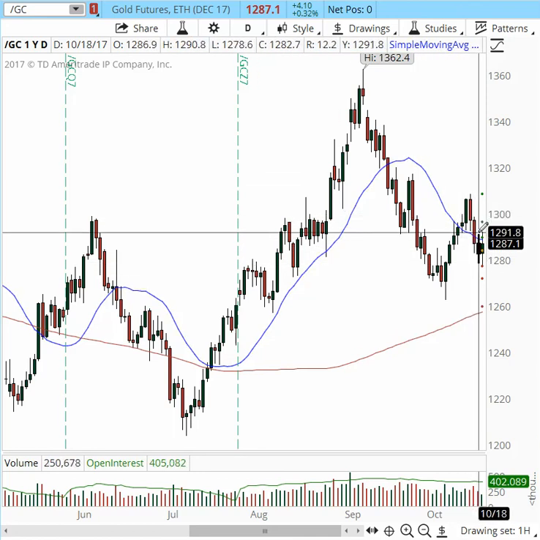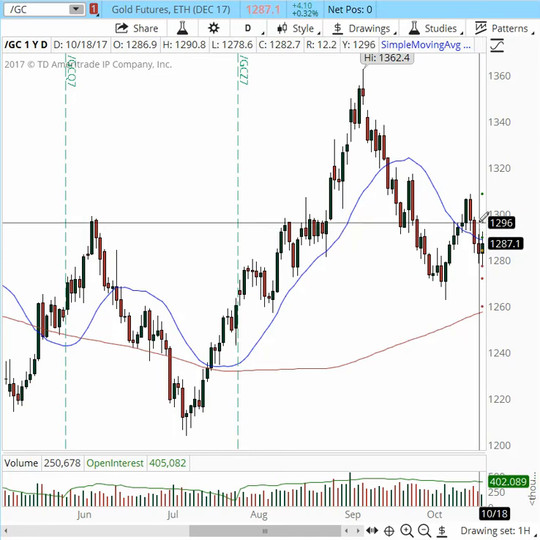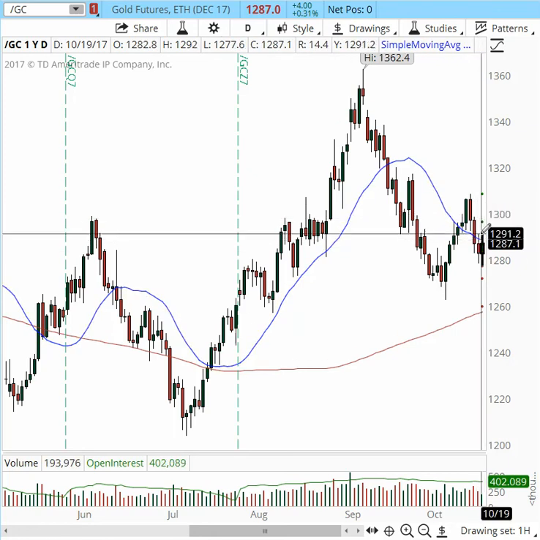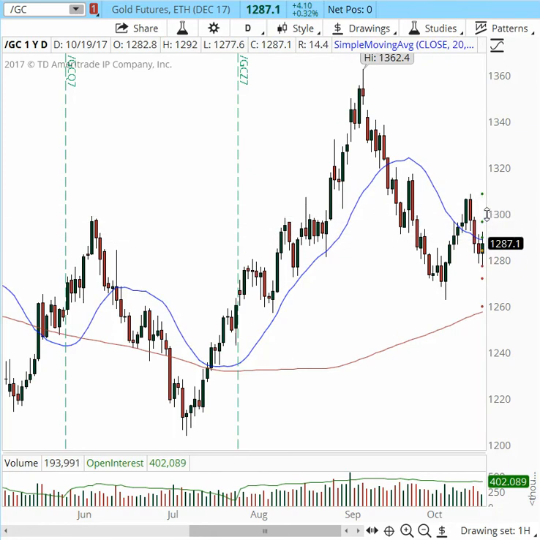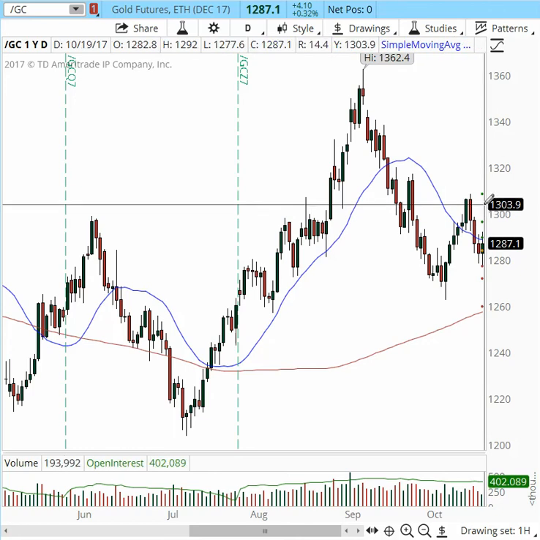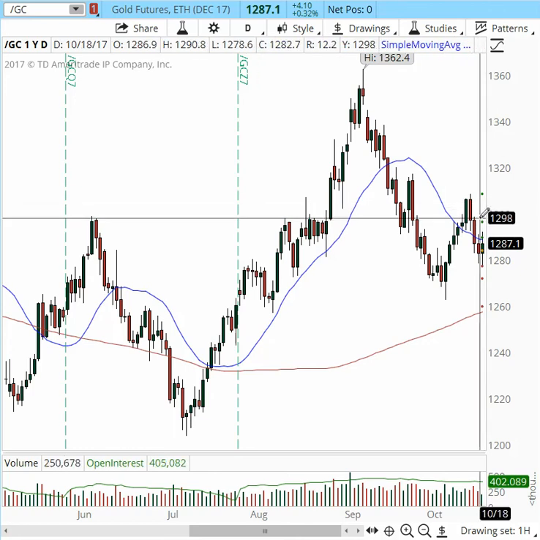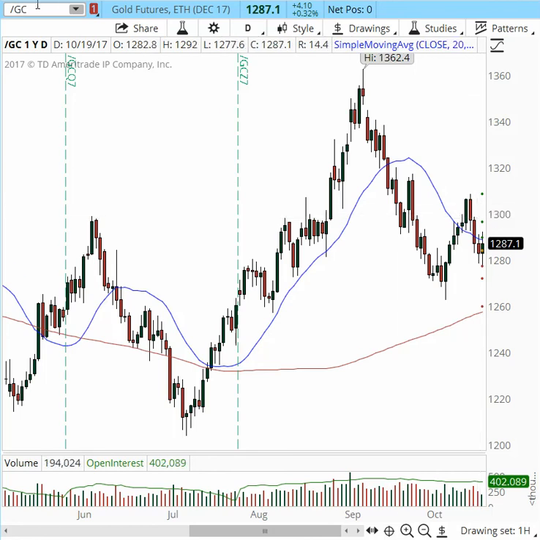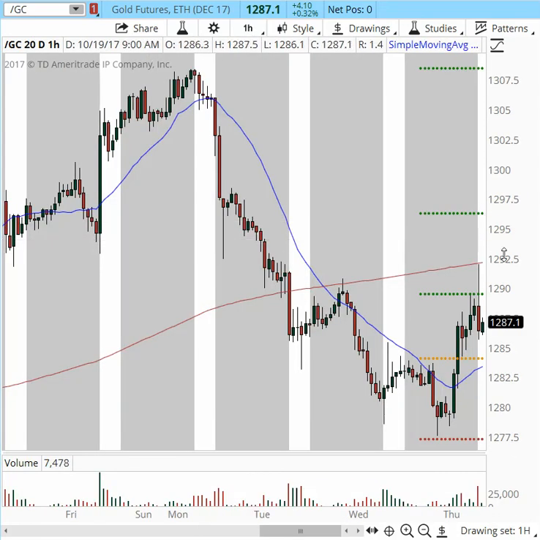1300 is still strong resistance, but as long as we trade above 1292, we can see a possible push back into the 1300s. That's about $10 move. So that is a great from 92 to 1300, 1303 or 1302 area, about $10 area in which it can possibly run for today. So this is what we're going to be looking at.